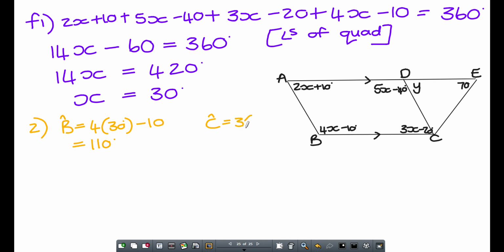3 times 30 minus 20. So it's going to be 70 degrees. Now can you see that angle B plus angle C is going to give me 180 degrees? Therefore, they are... wait, we can't just prove that they are co-interior because, yeah, co-interior angles.